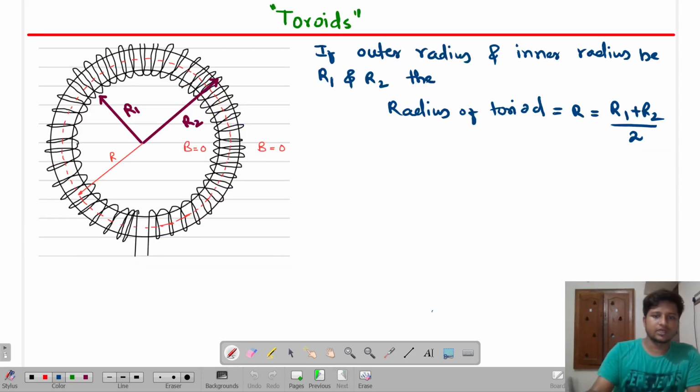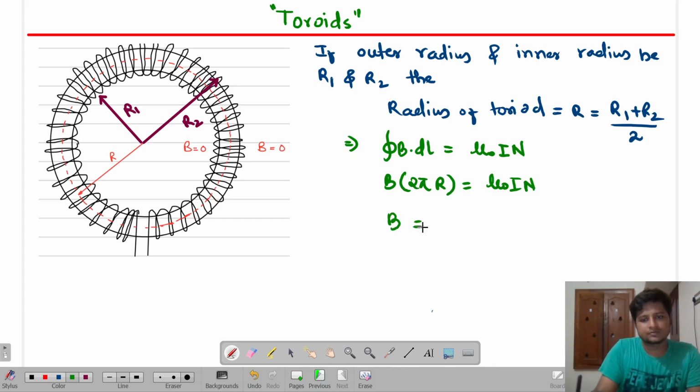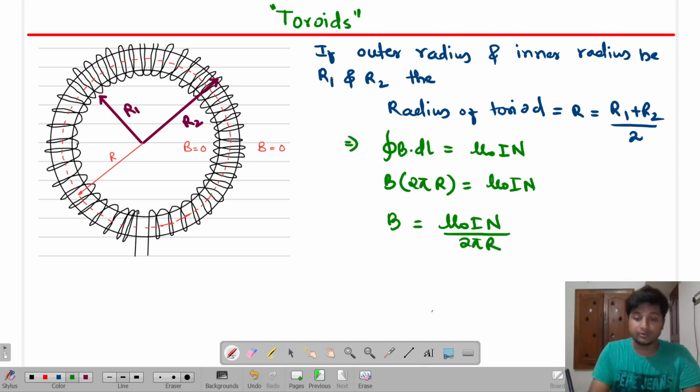If I apply Ampere's circuital law, then the integral of B dot dl is equal to mu naught I enclosed. But there are N number of turns, so mu naught N I enclosed. And here dl is 2 pi r, so B is equal to mu naught I N by 2 pi r. Is this clear or not?